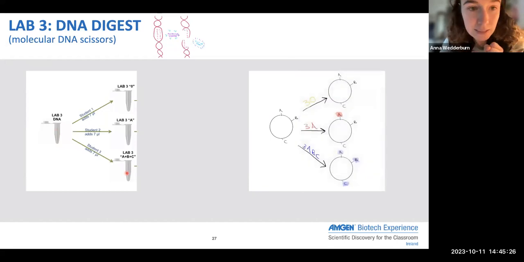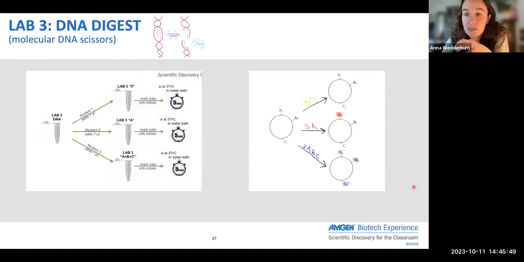What's happening here is 3 0 contains no restriction enzymes, so our plasmid should just be staying the same. 3A contains restriction enzyme A only, so it should get cut there. And 3ABC contains restriction enzymes A, B, and C, so it should get cut at A, B, and C. Then you put it in a water bath at 37 degrees for 5 minutes. Then you run it on an agarose gel in a gel electrophoresis tank to see the results. So that's what lab 3 is, okay?